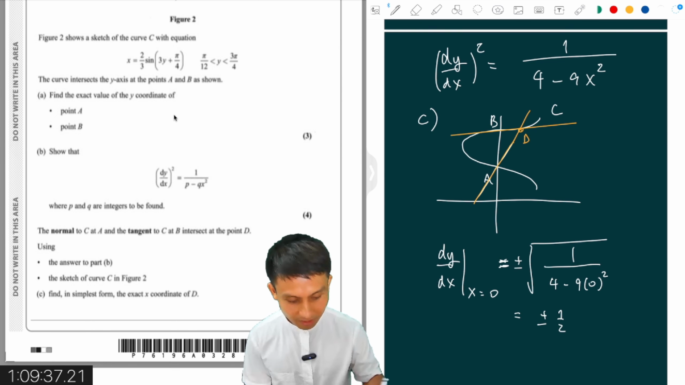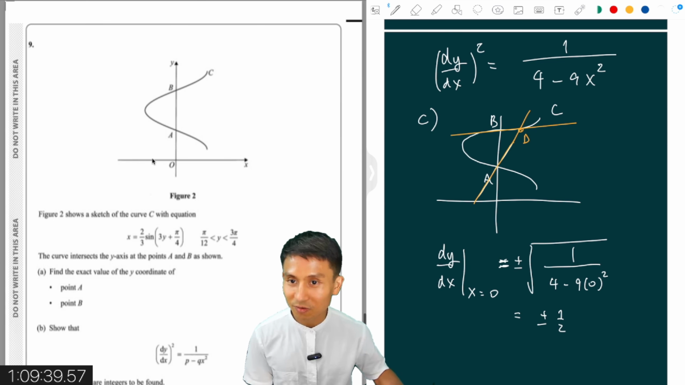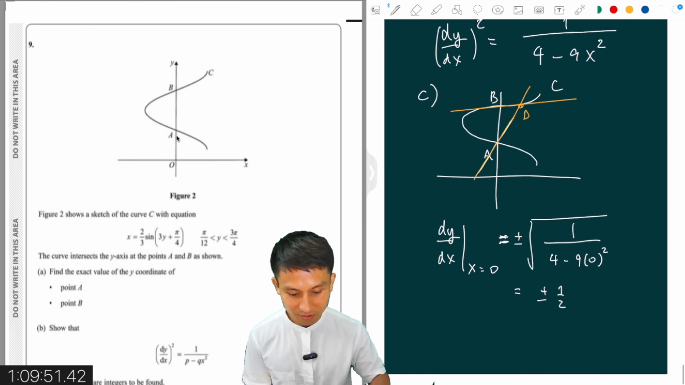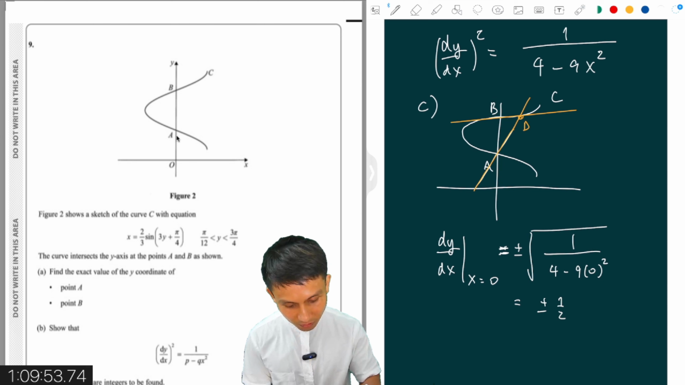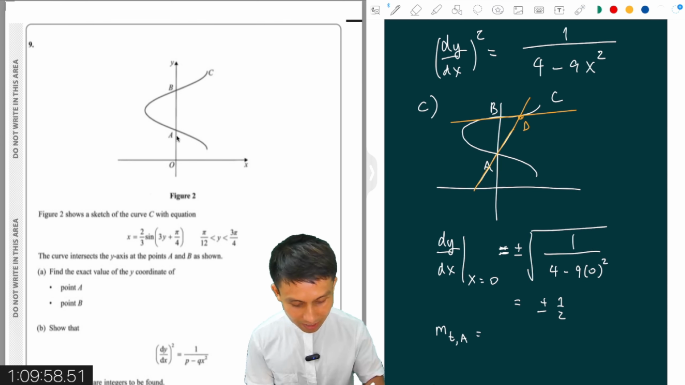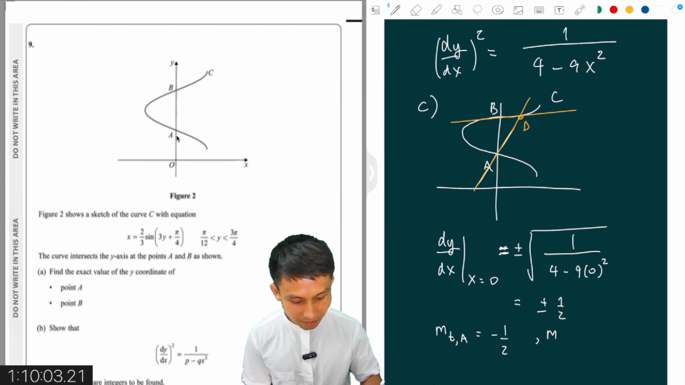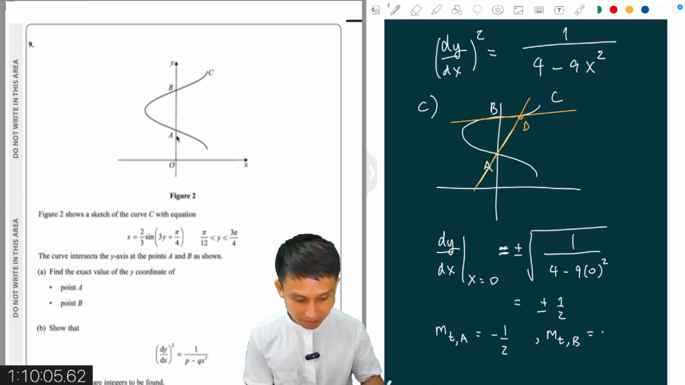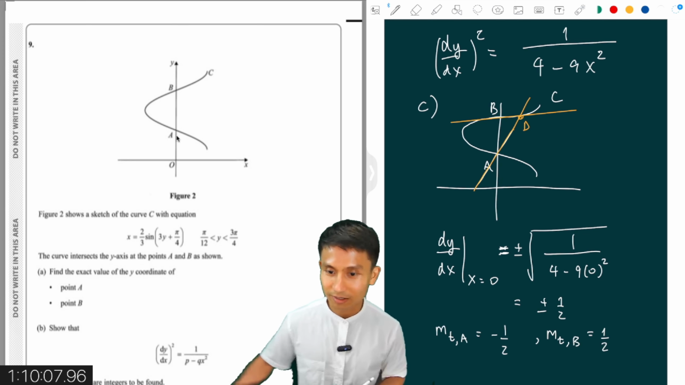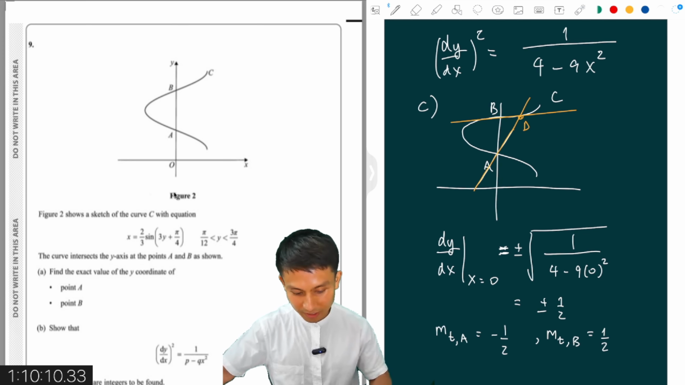Right. Yeah, I do get 2 gradients. And now they tell you to use this because you've got to figure out which one is A and B. If we draw the tangent at B, it's going to be a positive gradient. If we draw the tangent at A, it's a negative. So, m of tangent at A is minus 1 over 2, and the m of tangent at B is plus 1 over 2. Right. Okay, we are fine.